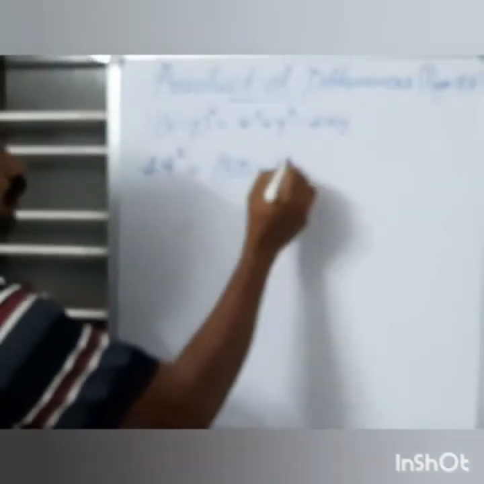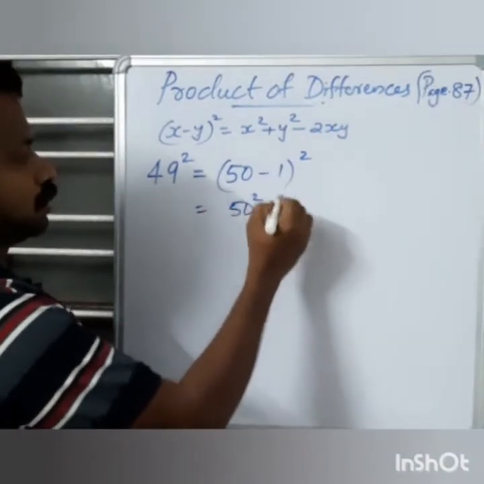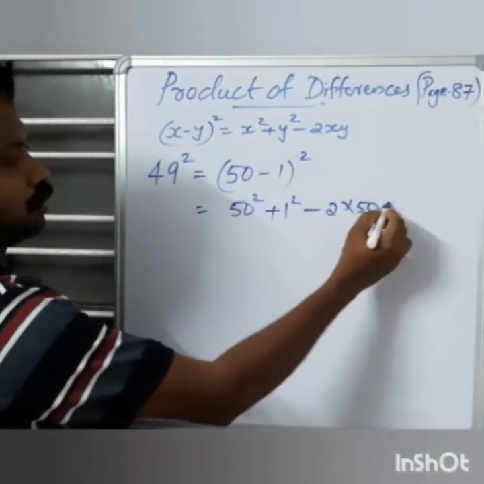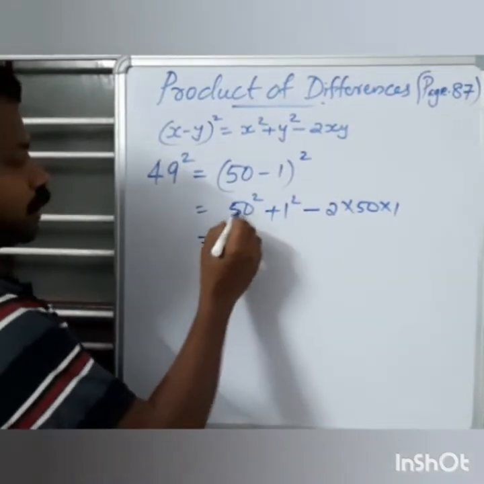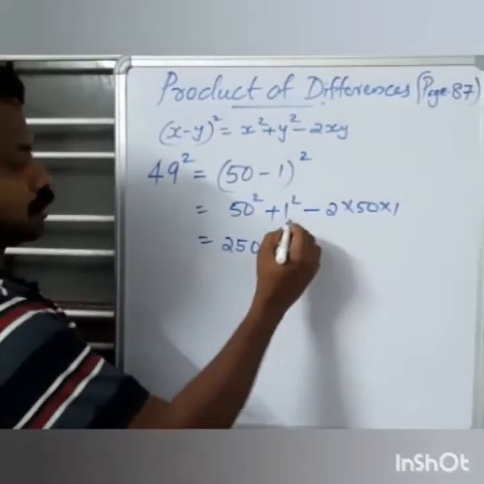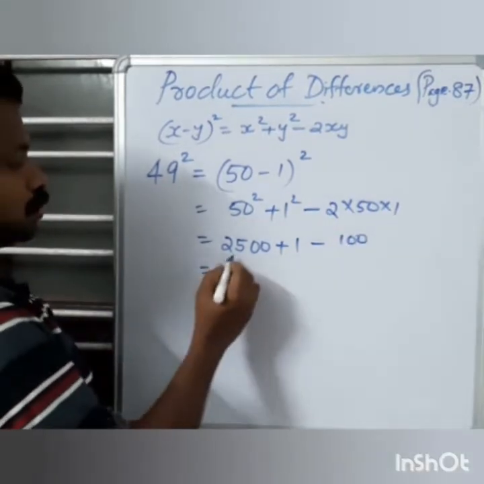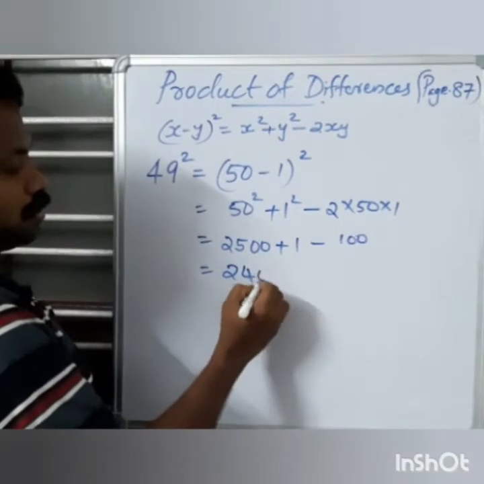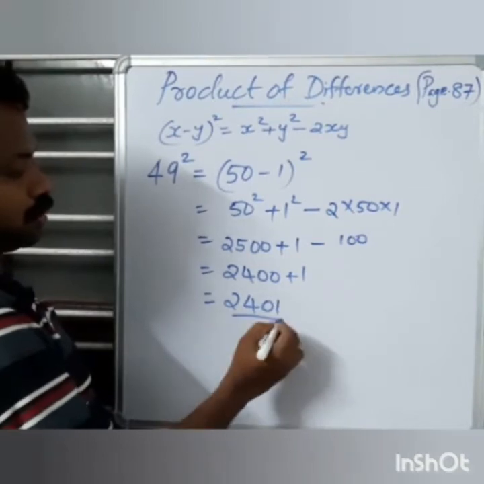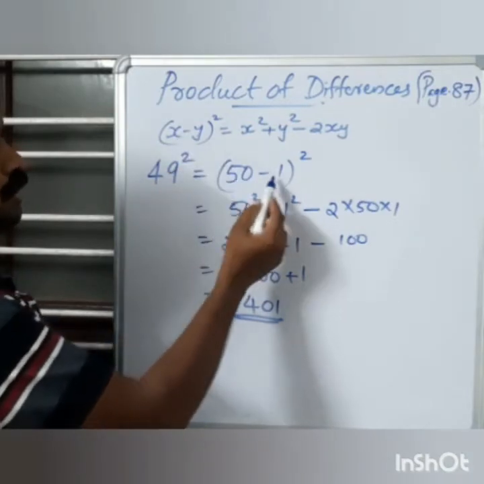50 minus 1 whole square. So it is 50 square plus 1 square minus 2 into 50 into 1. So 5 square is 25. So 2,500 plus 1 minus 2 into 50, 100. So 2,500 minus 100 is 2,400 plus 1. So 2,401. So 49 write as x minus y. So 50 minus 1 we can write.